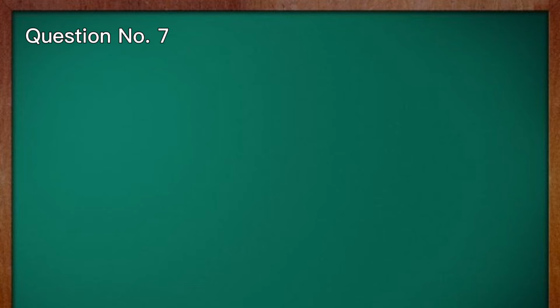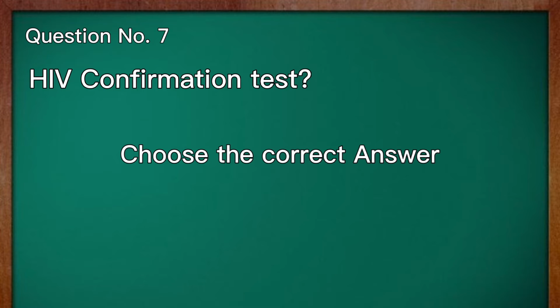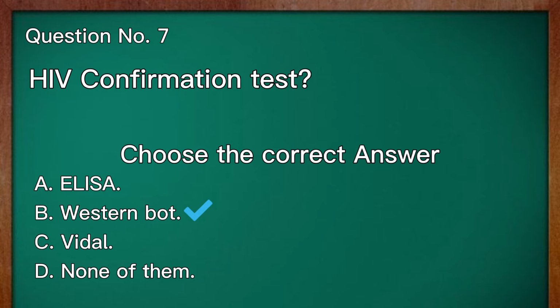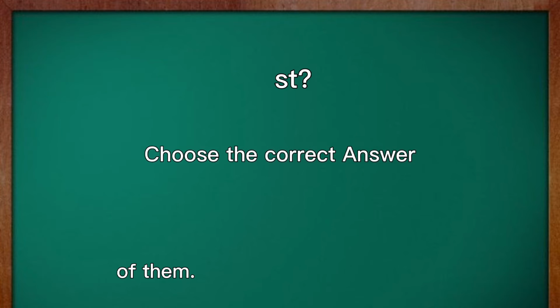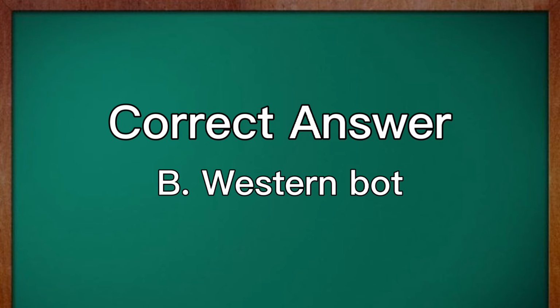Question number 7. HIV confirmation test. Choose the correct answer. A. ELISA. B. Western blot. C. Widal. D. None of them. Correct answer: B. Western blot.